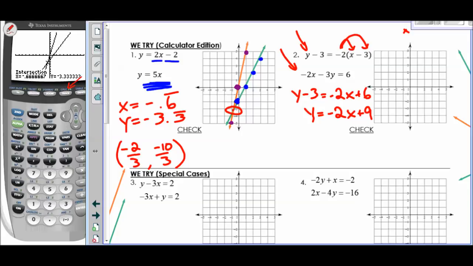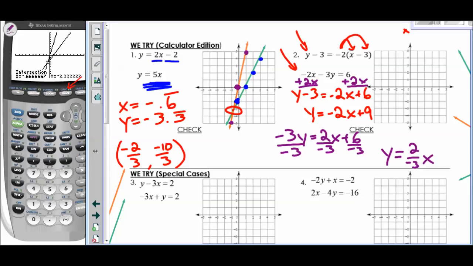On the second one, I still need to change that into slope-intercept, so I'm going to add the 2x to both sides. I want to get y by itself, so I'm going to cancel out the -2x. That gives me -3y equals 2x plus 6, and then I divide by -3 on both sides, dividing that negative 3 into everything. So I have 2 over negative 3 times x, and then 6 divided by negative 3 is negative 2. I have my two equations now.